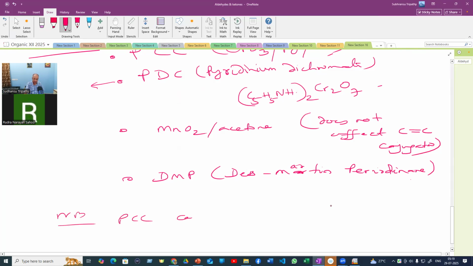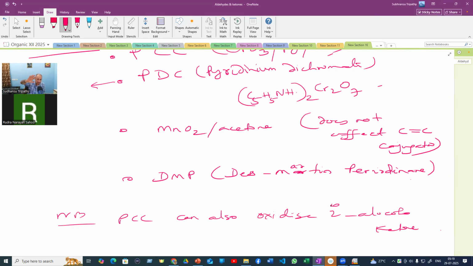PCC and also PDC can oxidize 2 degree alcohol to ketone. That is the beauty. 1 degree alcohol, it takes to the aldehyde stage, not further oxidized. But 2 degree alcohol, it oxidizes to ketone. So some guys have a belief that PCC is only meant for 1 degree alcohol. No, it can also be used for 2 degree alcohol.